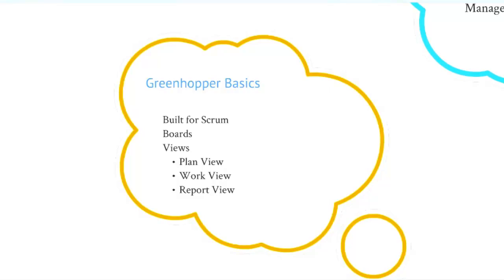The boards are set up so that team leads can manage them, so that teams can tweak their board as they need to follow their team's best practices. And those boards are comprised of three different views that follow different stages of Scrum practices: the plan view, the work view, and the report view. And I'll show you some basics of those interfaces now.